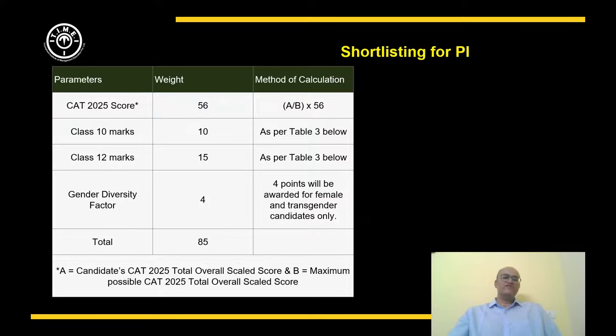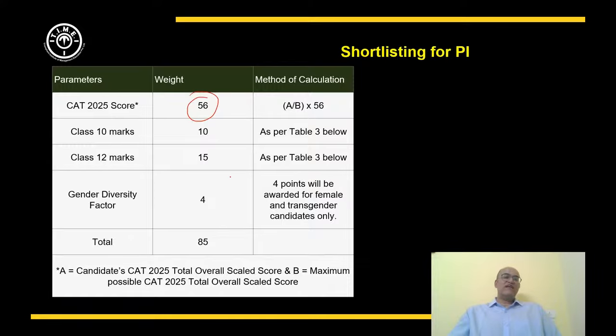And here, ladies and gentlemen, CAT 2025 will have a humongous weightage of 56%. I should not use the word percent because it is out of 85. So 56 marks, let us say, out of 85 are kept aside for your CAT 2025 performance. And remember, how are they going to calculate it? A divided by B into 56. What is A? It's candidates' CAT 2025 total overall scaled score, and B stands for maximum possible CAT 2025 total scaled score. So that is how they will give you weightage for your CAT performance.